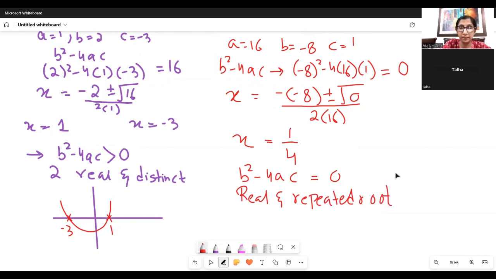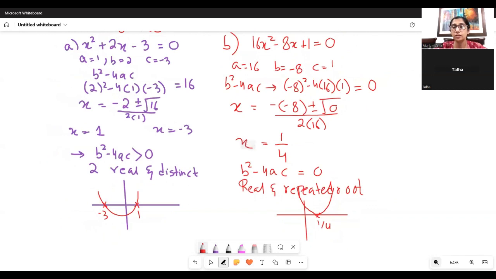So graphically, it means that there is just one answer of x. So let's say it's here, 1 by 4. So the curve would look like this. It will only intersect the x-axis at one point, 1 by 4, and it won't have any other point of intersection on the x-axis.